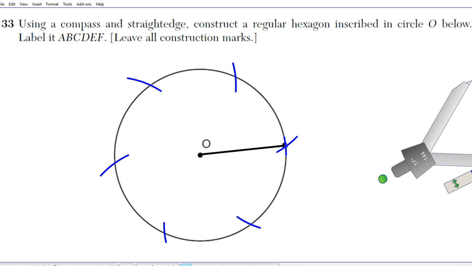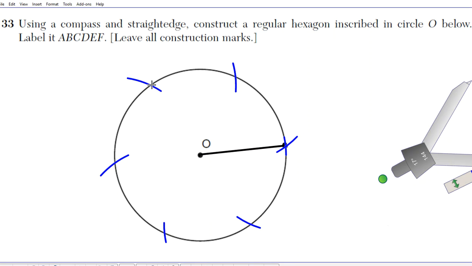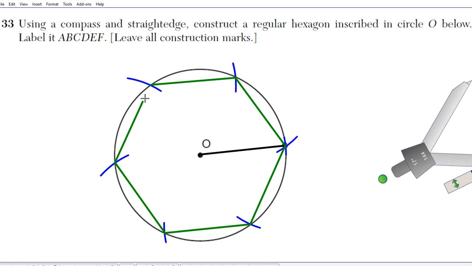Alright, so if we draw the chords connecting adjacent points of intersection, that will give us our final answer. So let me put this in green. If I go from here to here, that's the first side of my inscribed hexagon, second side, third side of my inscribed hexagon, fourth side, fifth side, and there goes the sixth side.